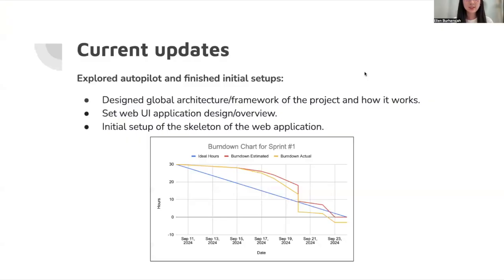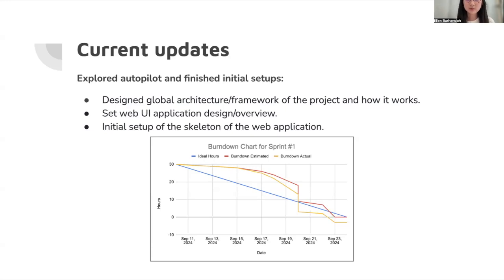For the current updates, the team has explored Autopilot and finished the initial setup. These include having designed the global architecture or framework of the project and figuring out how it works. Then we also set a design and an overview for the UI of the web application. After this, we worked on the initial setup for the skeleton of the web application.